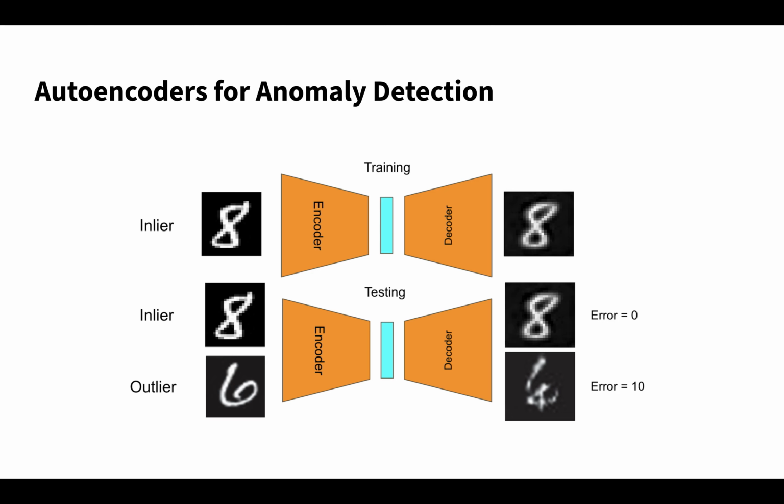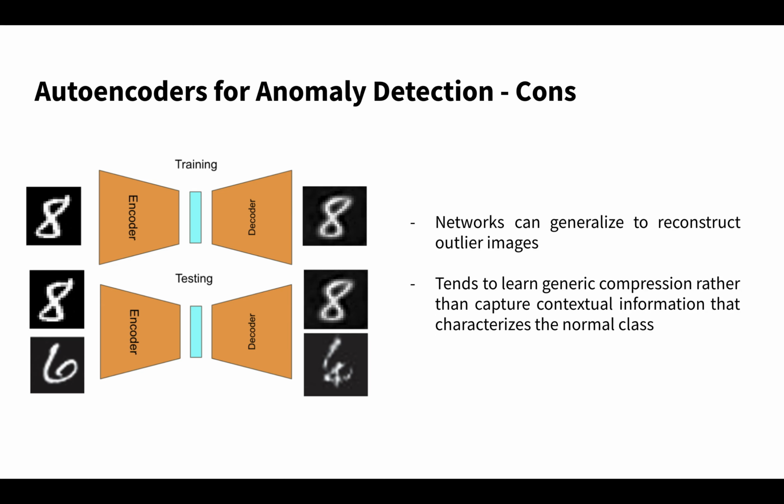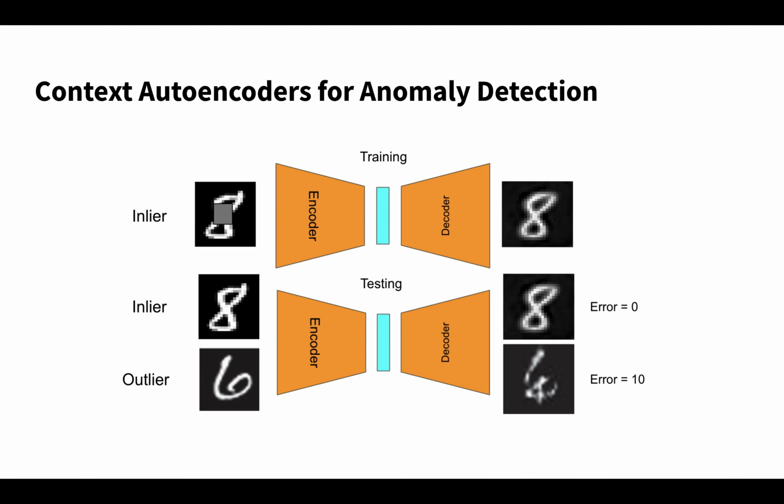Autoencoders have been leveraged for anomaly detection by first modeling the distribution of normal data in the training phase. At test time, the reconstruction error of a sample can be used as an anomaly score. The benefit of this approach is that it does not require labels, and it's a simple framework for detecting anomalies. The drawbacks are that autoencoders often generalize to reconstruct outlier images. This is in part because they learn generic compression rather than capturing contextual information about the normal class.